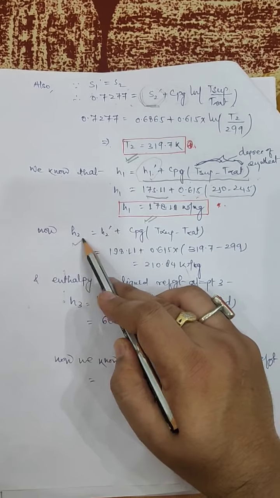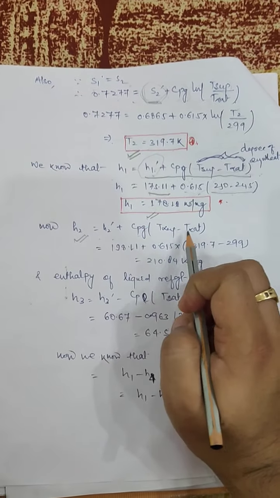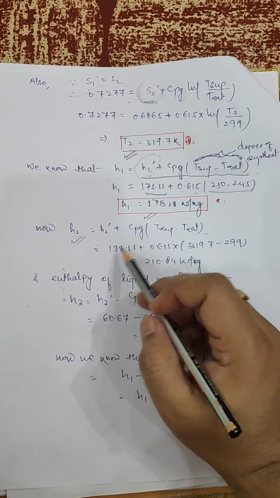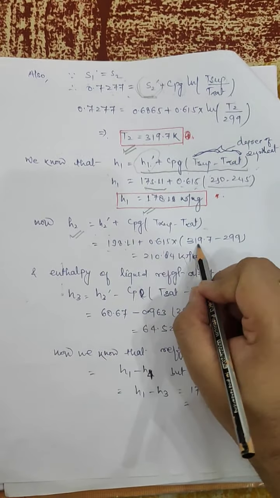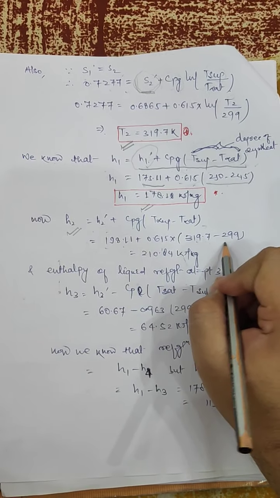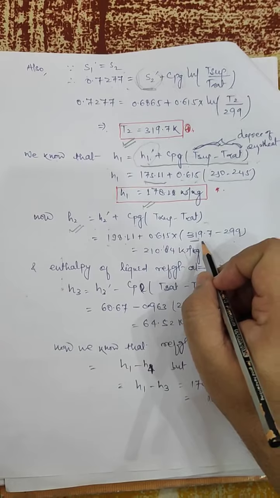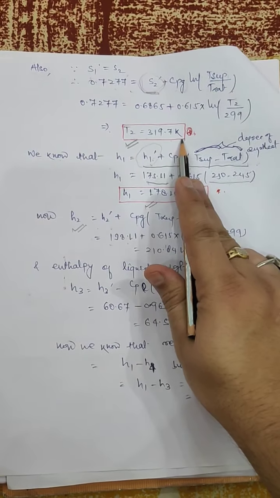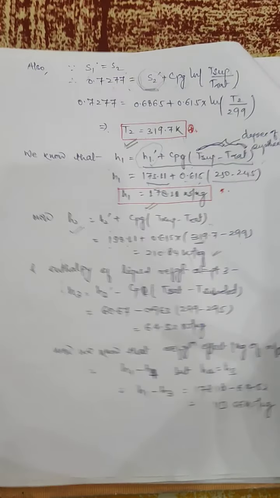Again, you know that H2 can also be written as H2 is equal to H2 dash plus CPG times (T superheated minus T saturated), that is 198.11 plus 0.615 multiplied by (319.7 minus 299). You have already calculated this T2 value, 319.7 here. So we can reach this value, H2.